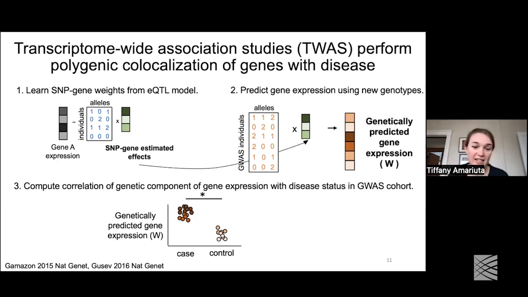The last step is to compute a correlation of this genetically predicted gene expression, which is an estimate of the genetic component of gene expression, with disease status. As I alluded to, there is also a way to do this using just summary statistics, which effectively weights the SNP gene estimated effects by the z-scores from the GWAS and takes into account the LD in the locus.